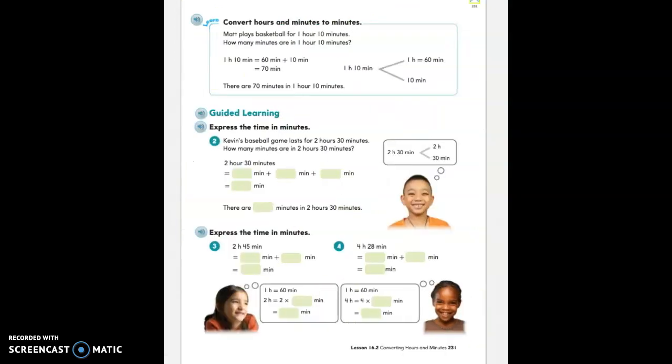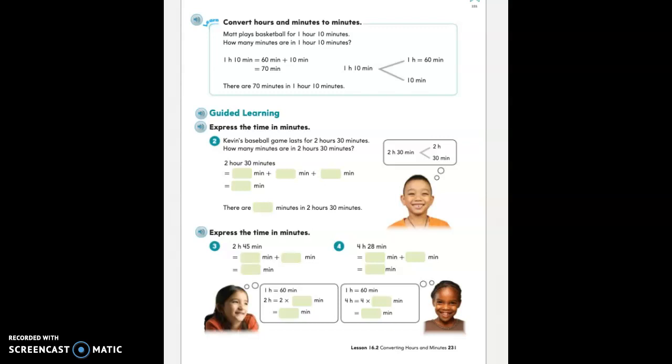We can also use number bonds to convert hours to minutes. Matt plays basketball for 1 hour 10 minutes. How many minutes are in 1 hour and 10 minutes? They're breaking down 1 hour 10 minutes into 60 minutes, which is the hour, plus 10 minutes. Then I can just add 60 and 10 together and get 70 minutes. So in my number bond, they're taking 1 hour equals 60 minutes, and then I just bring down those 10 minutes.